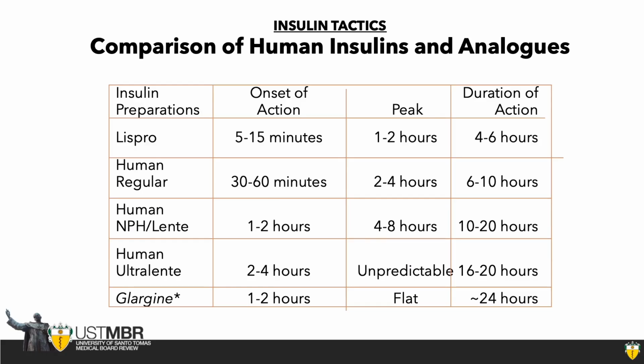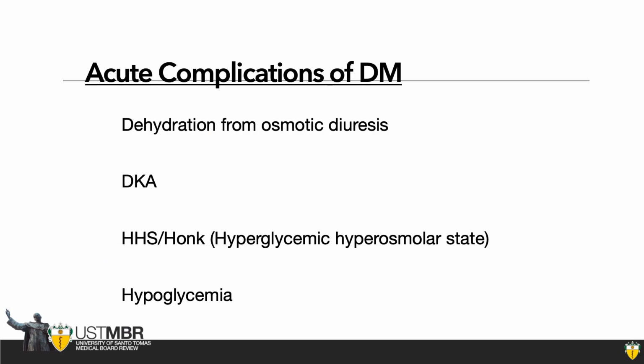Then you have different types of insulin. You have your basal insulin and prandial insulin. Generally, the prandial insulins are the rapid ones to cover the food that you eat. Both for type 1 and type 2, they can be on insulin. Then you have acute complications. Let's talk about DKA and HHS.